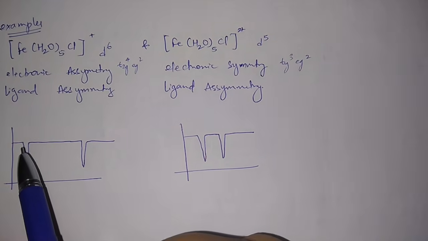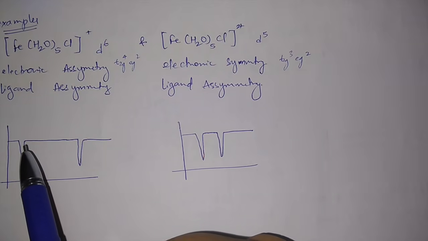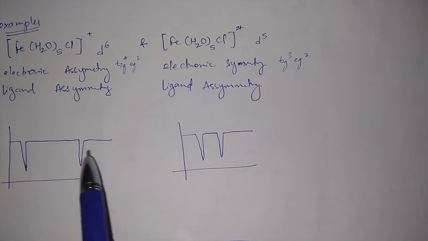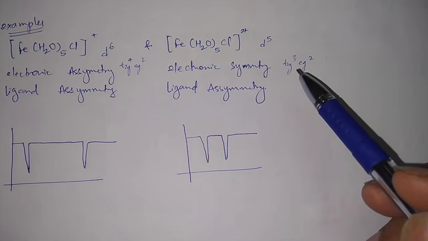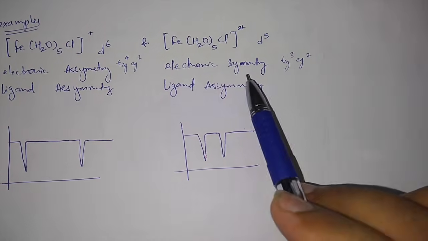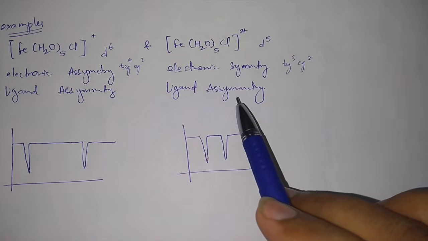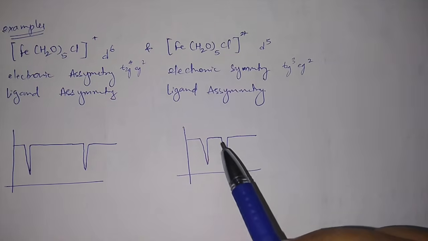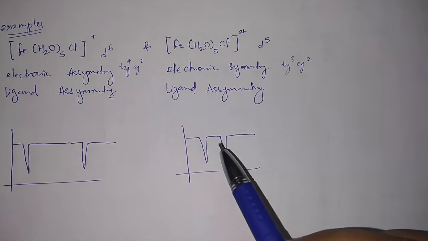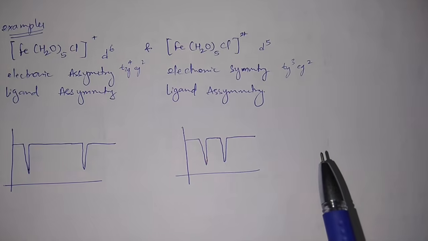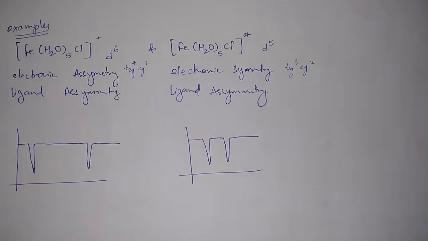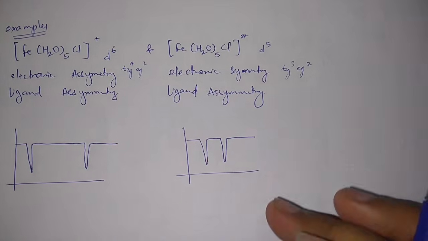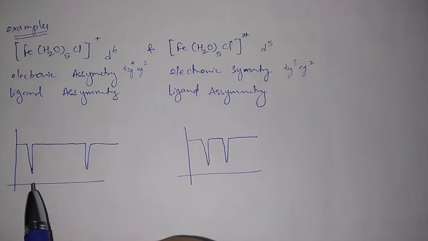So that's why splitting will be into two, and the difference between the peaks will be high. The peaks will be away from each other. And over here, since it is electronically symmetric but the ligand is asymmetrically filled, two peaks will be formed, but the distance between these two peaks will be less. So these are the conditions which cause your splitting, and these are the cases where you will see how the chemical shift will change.